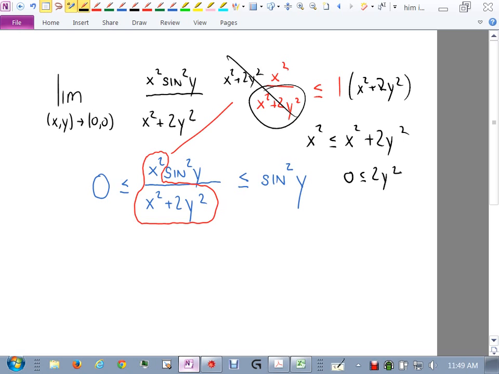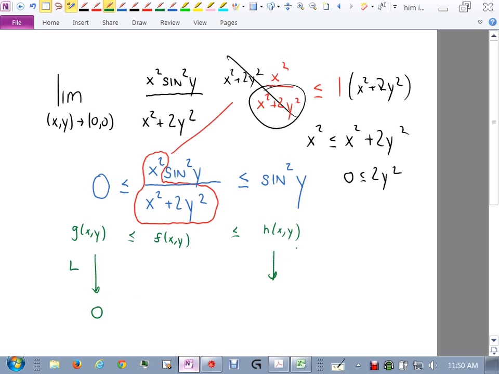So what I've done now is I have trapped the thing I'm trying to figure out, which I'm calling f of x, y, between two functions. But the functions are functions I actually can take the limit of. The left side, the limit as x, y approaches 0, 0 is just 0 because it's constant, right? So this side, when I take the limit, is 0.